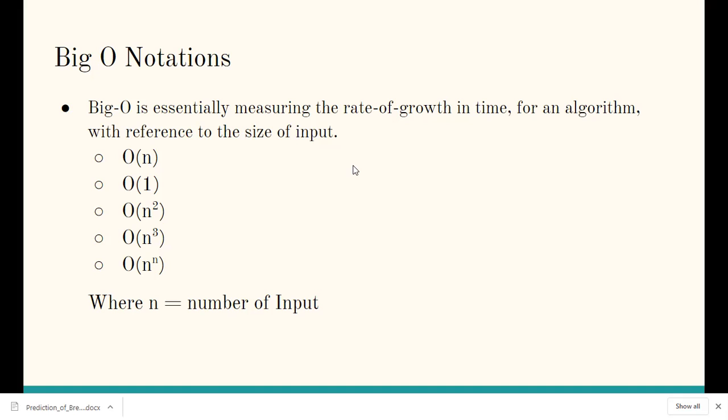So Big O notation has several notations. The first one is O(n), where n is the number of inputs. The others are O(1), O(n²), O(n³), and O(2ⁿ), which is called exponential. We'll discuss all these notations one by one. So let's start with O(n).